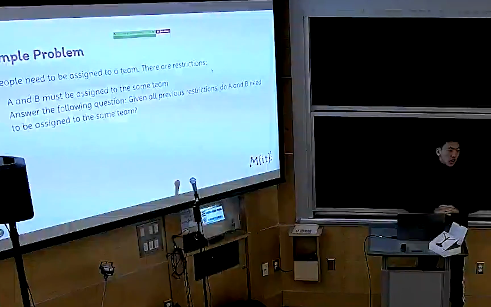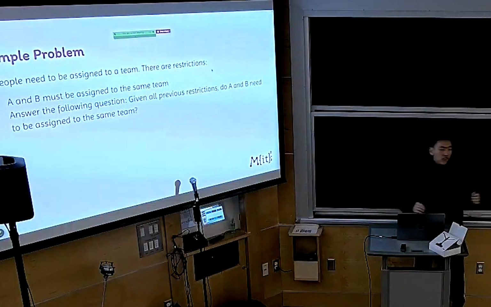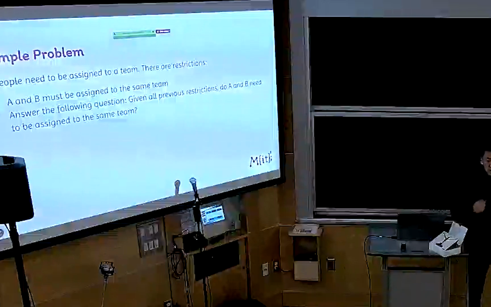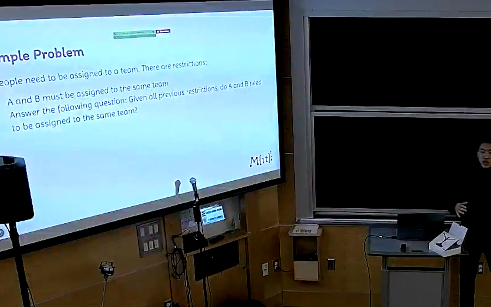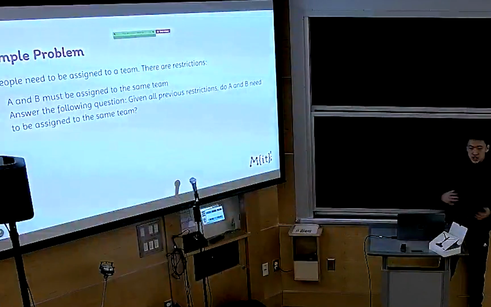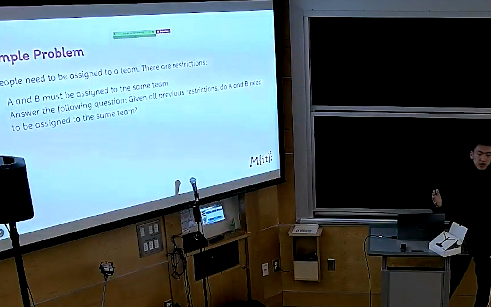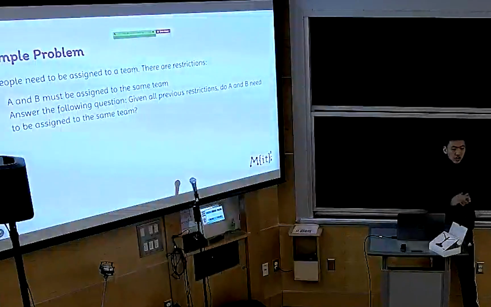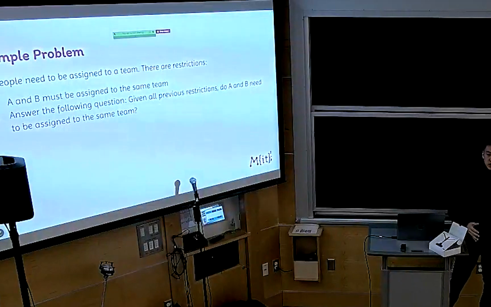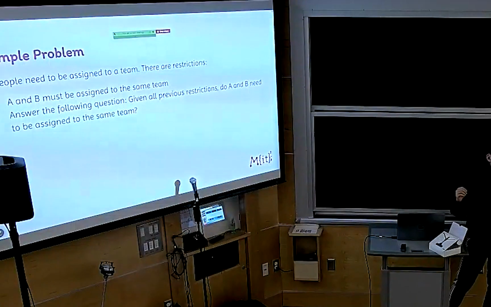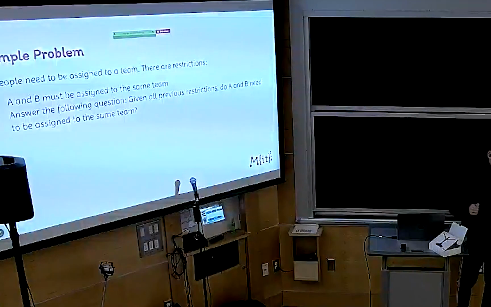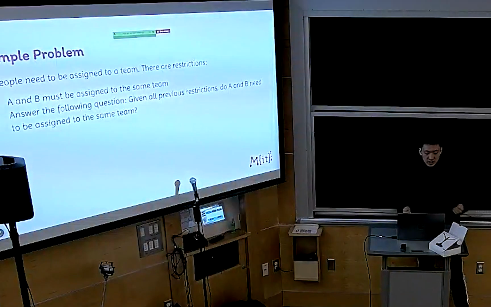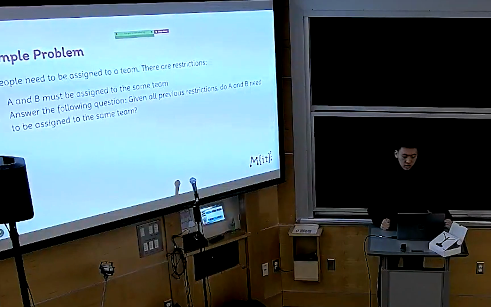So, suppose you have a problem. Let's say you have a bunch of people and they all need to be assigned to a team. And so you have a couple restrictions. For example, let's say person A and person B are friends. They really want to be on the same team. And now you want to know, given a certain set of restrictions, do these two people, like let's say person A or person C and person D, do these two people need to be assigned to the same team?